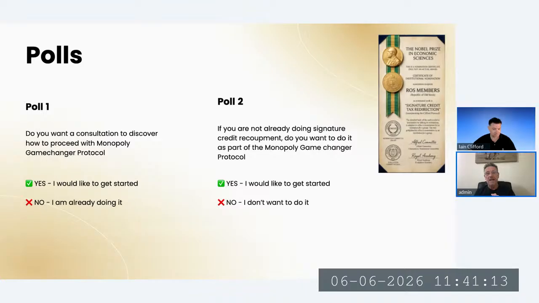Very, very different skew of votes on this one. We've got currently 87% of you who have said, yes, I would like to get started with signature credit recoupment, and only 12% of you that don't want to do that, which means you're probably already doing it. Right, I'm going to leave this just for a moment more, guys, and then we'll close that one down. And I'm closing that now. So there we go. 87% of you would like to do that. 12% have said no. That's absolutely fine.